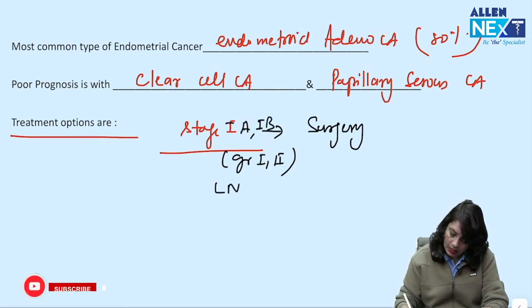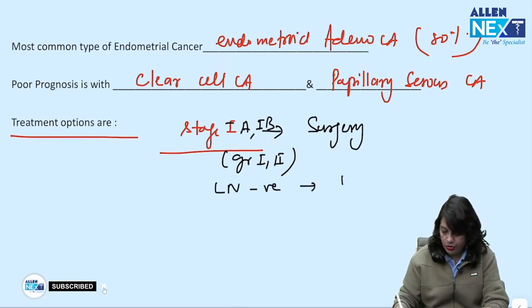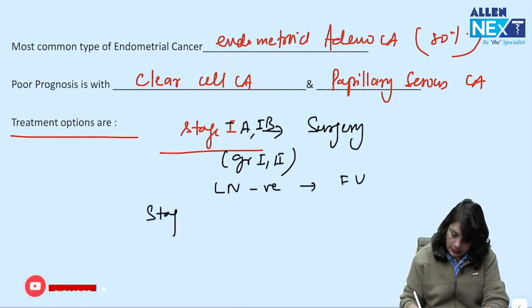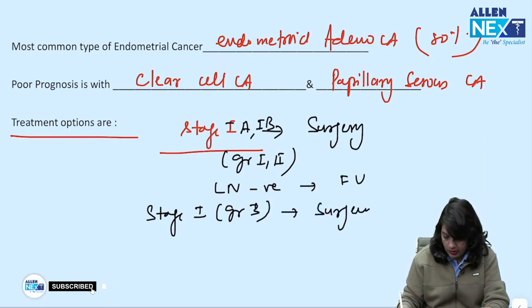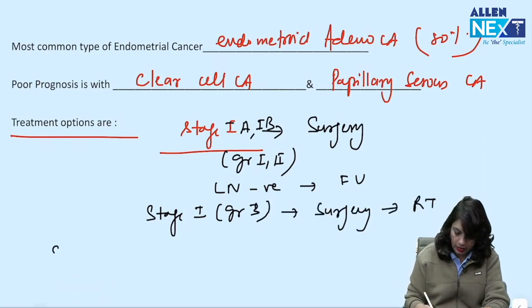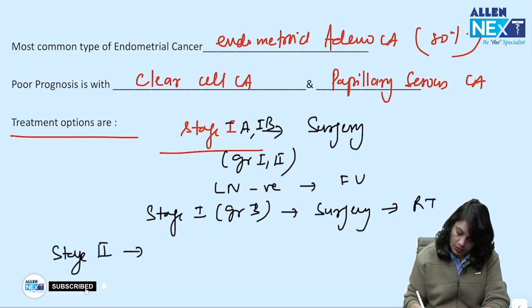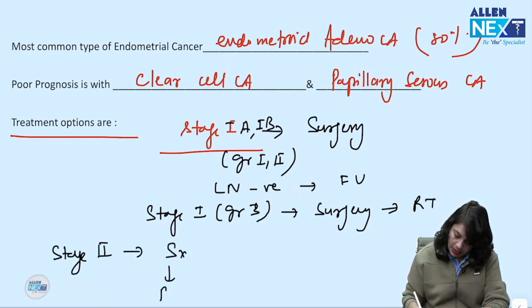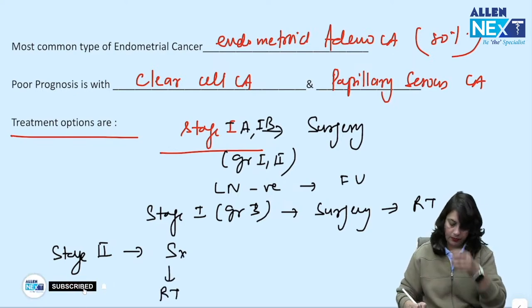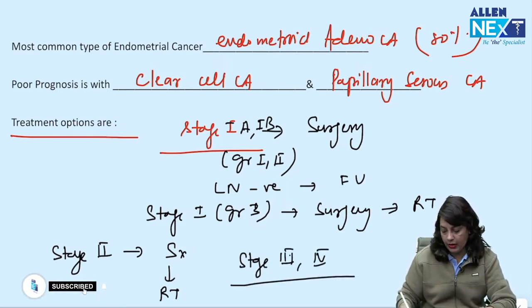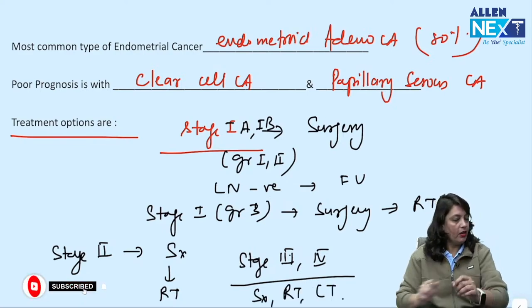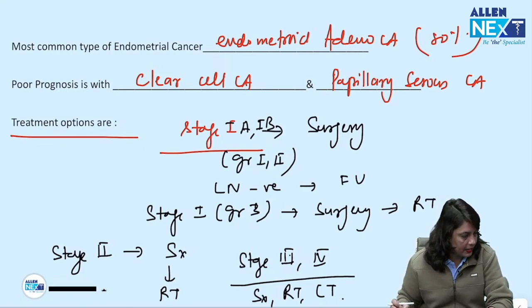If lymph nodes are negative, you just do the follow-up. In cases of stage 1, grade 3, you go for surgery followed by radiotherapy. In stage 2, you go for surgery plus post-operative radiotherapy. Okay. In stage 3 and 4, you go for debulking surgery, radiotherapy, chemotherapy and palliative treatment.